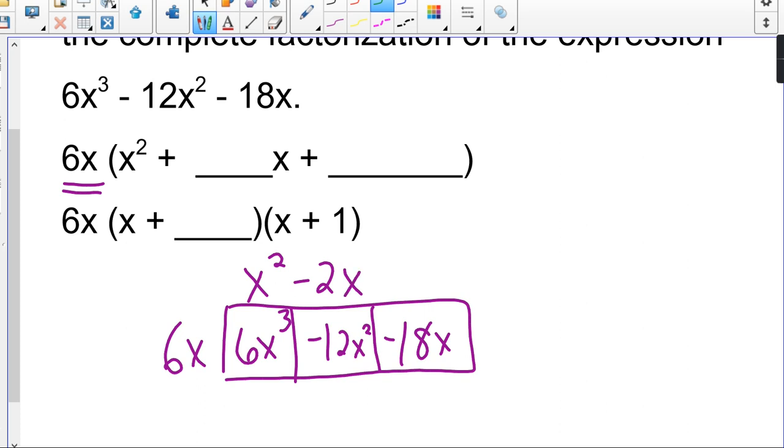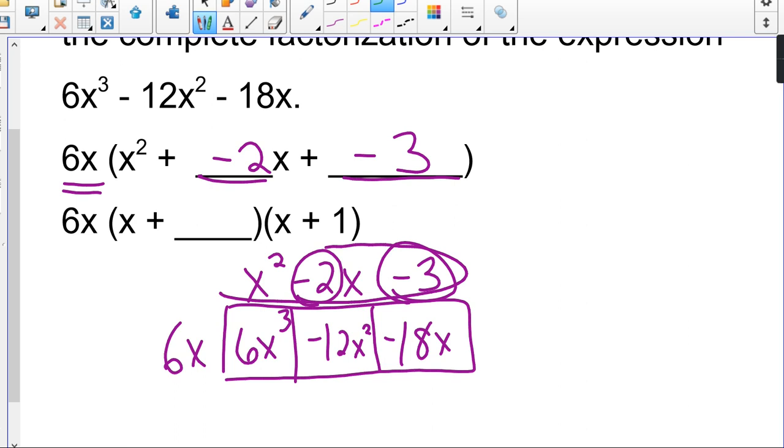And then for negative 18x, we're going to think what's negative 18 divided by 6, if we want to think of it that way, right? And it's negative 3. Negative 3 times 6x gets us back to negative 18x. So to fill in the blanks right here, we're filling in the coefficient of x, which is negative 2, and our constant term, which was negative 3. So we had to take this factor up here and get it into the blanks that we were given from the problem. Okay, then we need to get to the next row.